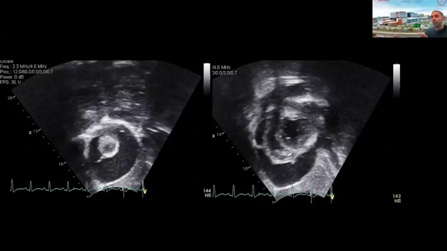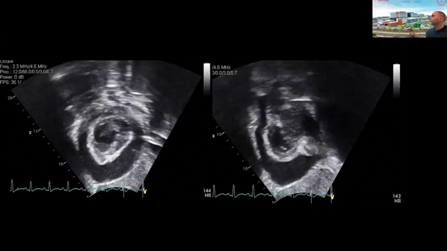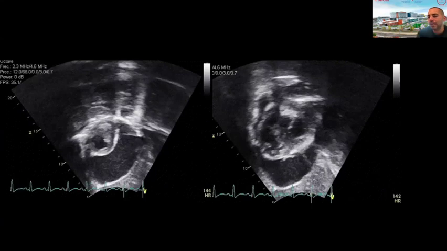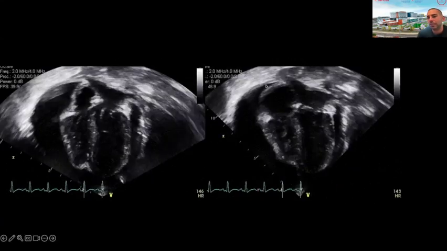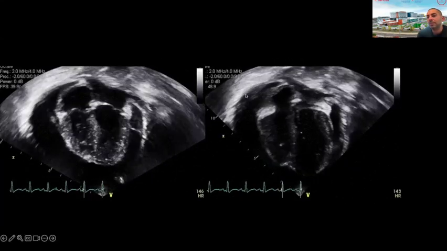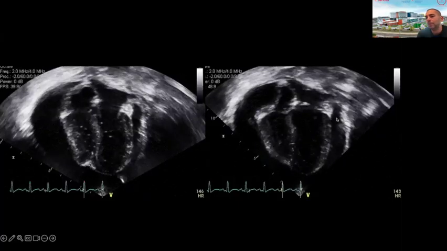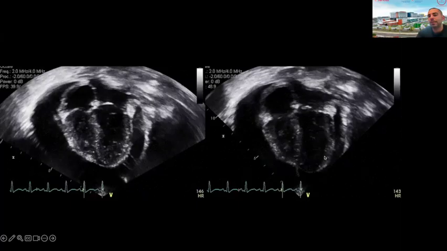It's important to get all the views. Why? Because you don't want to confuse pleural effusion and pericardial effusion. So in that particular case, it looks very clear that this is pericardium, okay? But sometimes you'll have a lot of fluid here and maybe there are adherences and you don't see as much fluid on the other side. So it's important to get all the views.